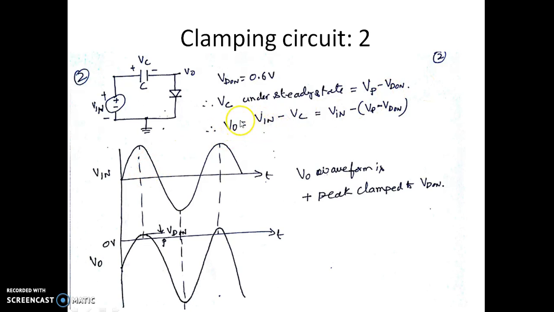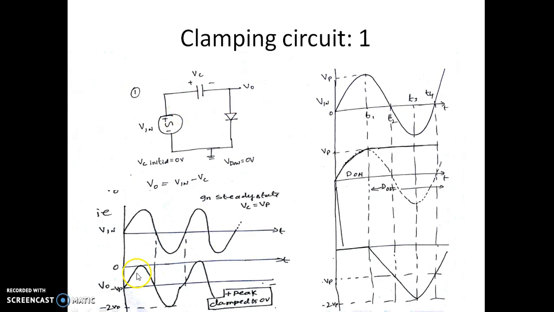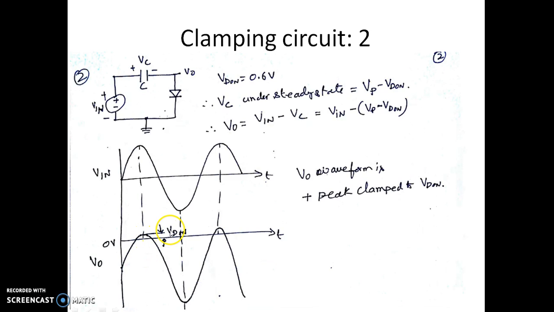Now we know that the output voltage under steady state is Vin minus Vc. Vin is a sinusoidal waveform with a peak of Vp and a negative peak of minus Vp. The output voltage can be easily written as Vin minus Vc, from which we can clearly observe that the positive peak is now clamped to Vd on. In the previous circuit, where we assumed Vd on to be 0, the positive peak was clamped to 0 volt. Now the positive peak is clamped to Vd on, so there is a major difference. Again, the peak to peak of this input is 2 Vp, and here the peak to peak of the output voltage is also 2 Vp. The output waveform V0 is one where the positive peak is clamped to Vd on.